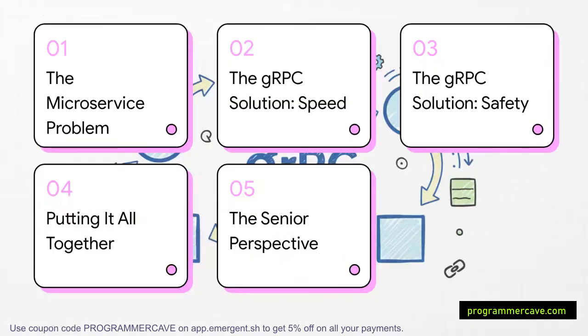So here's our game plan for this explainer. First, we'll nail down the core communication problem that every single microservice architecture has to solve. Then we'll see how gRPC swoops in to tackle this, first by delivering mind-blowing speed, and second by enforcing some serious safety. After that, we'll see how all the pieces click together, and finally we'll zoom out to the senior engineer's perspective to really understand the critical trade-offs you're making when you decide to use it.